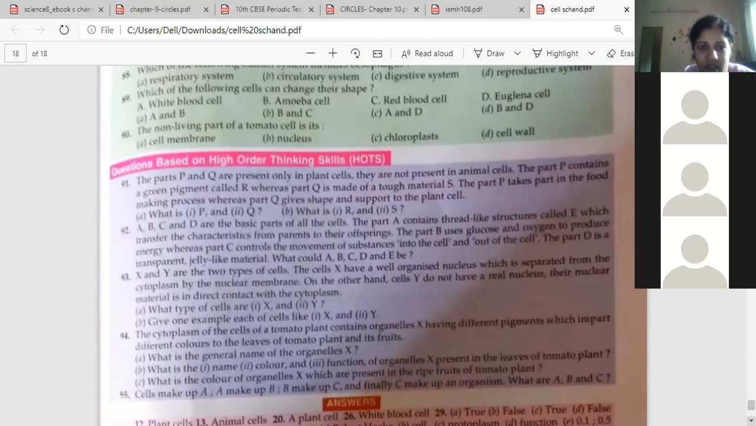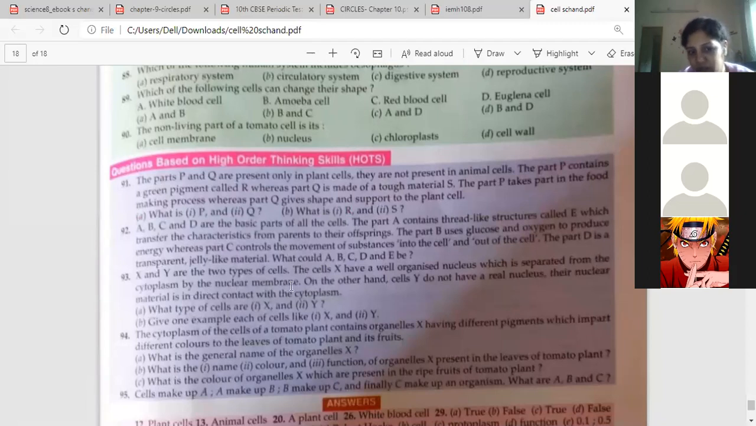X and Y are the two types of cells. Cells X have a well-organized nucleus, which is separated from the cytoplasm by the nuclear membrane. On the other hand, cells Y do not have a real nucleus. Their nuclear material is in direct contact with the cytoplasm. So what type of cells are X and Y?